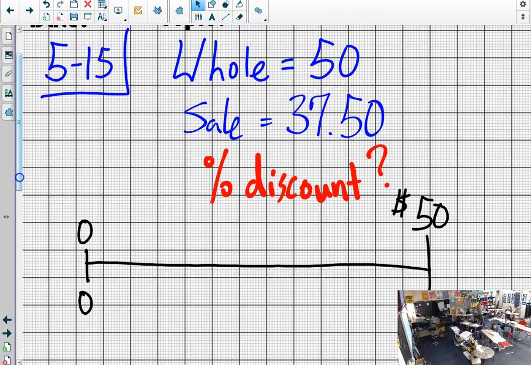Portion line, we know the whole, the 100%. We know that that's going to be 50.